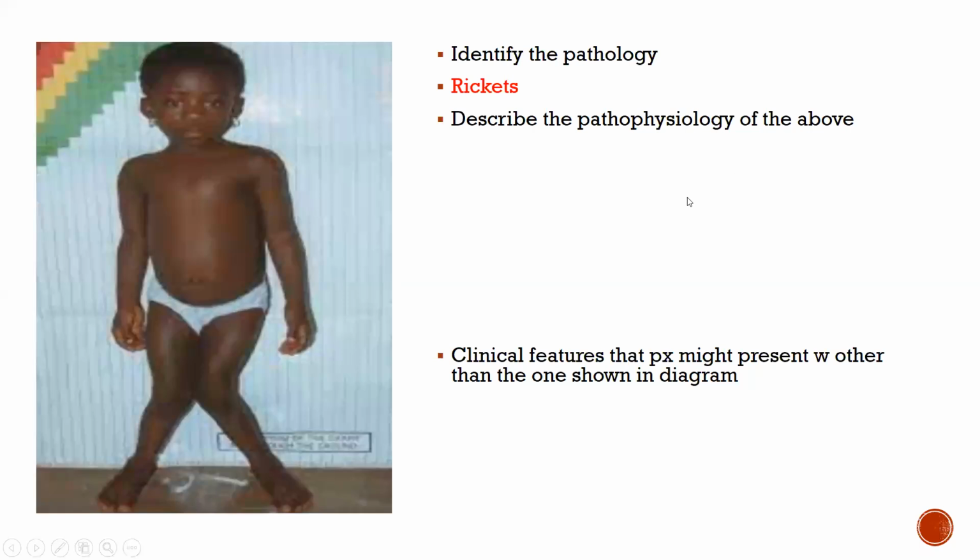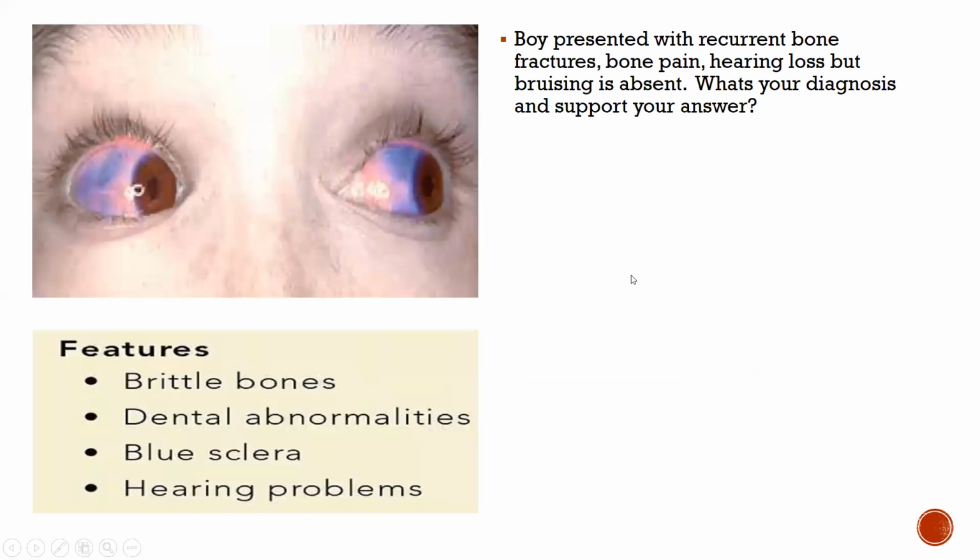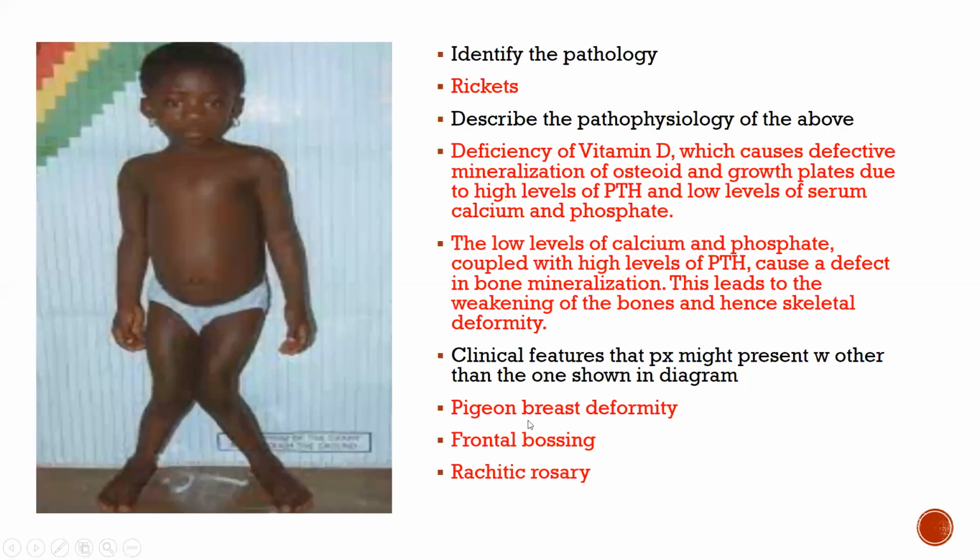I'll just give you the answers. Sorry. There's something called pigeon breast deformity. There's also something called frontal bossing and rachitic rosary. They are well explained in pathology, the Pathoma textbook. You could also listen to videos. Thank you.